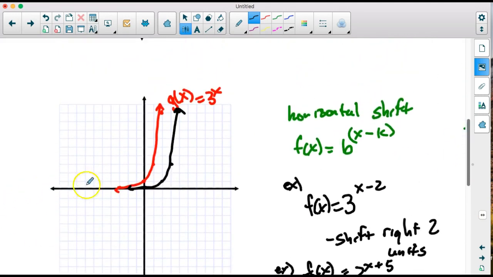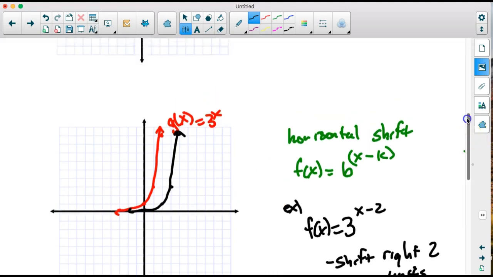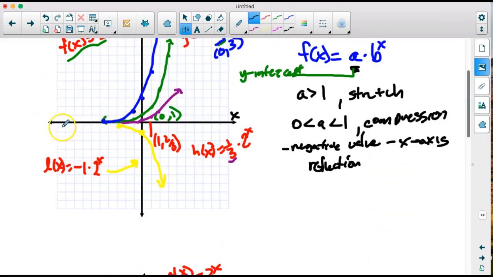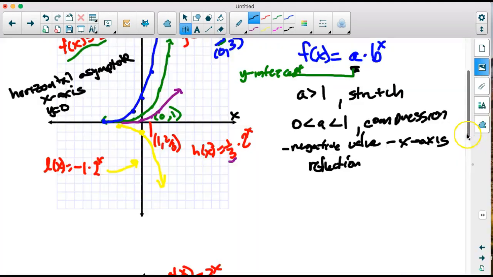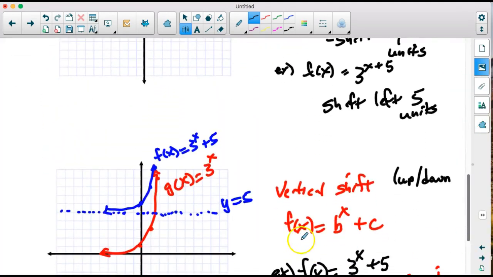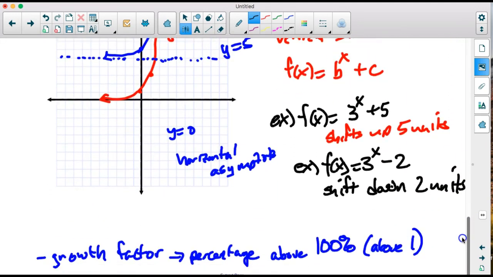The horizontal asymptote is the x-axis. I made a mistake. The x-axis, or y equals 0, is the horizontal asymptote. And it doesn't change unless you shift it vertically, up or down. You shift it up or down, then it's going to be that.